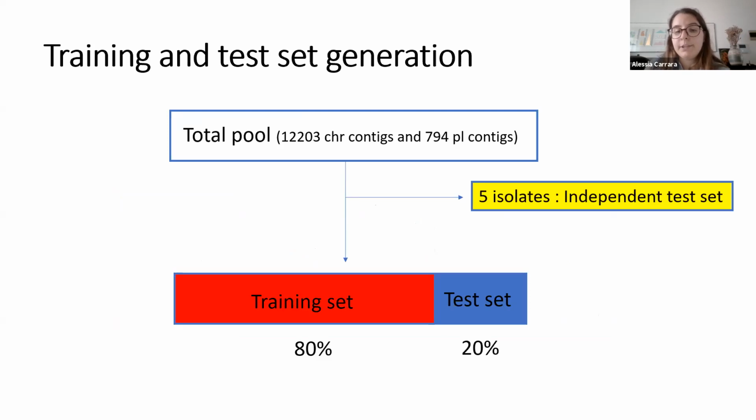Now, at this point in machine learning, we need to generate a training and a test set. To train our model, we had to split the set of data, which consisted of around 12,000 chromosome contigs, as we can see here, and around 800 plasmid contigs. From this pool, we extracted the contigs of 5 isolates, which represented our independent test set. Then we split the remaining part into a test set, which is 20%, and a training set, which is 80%.